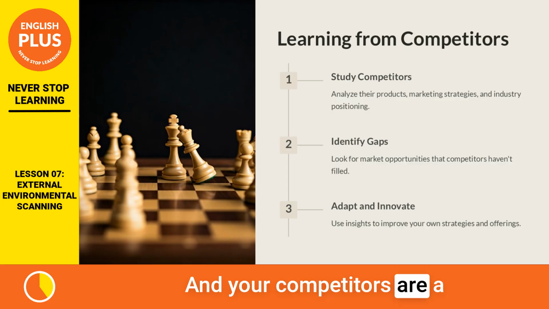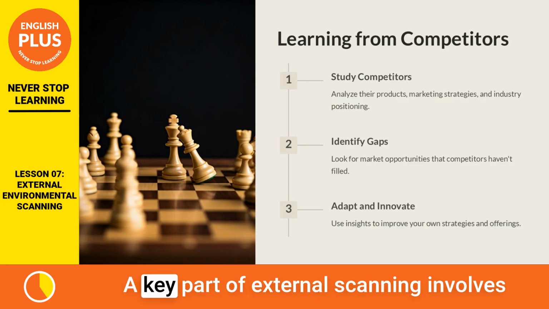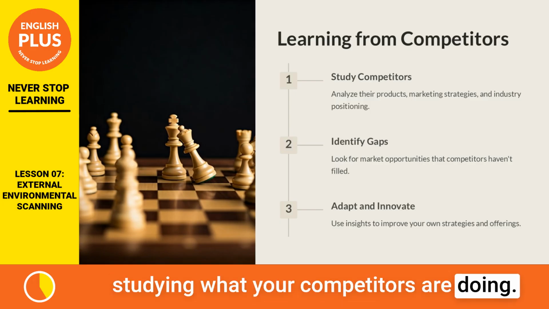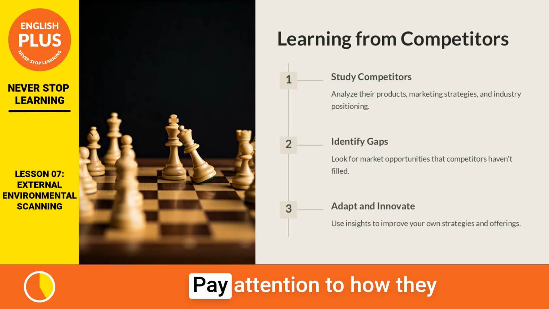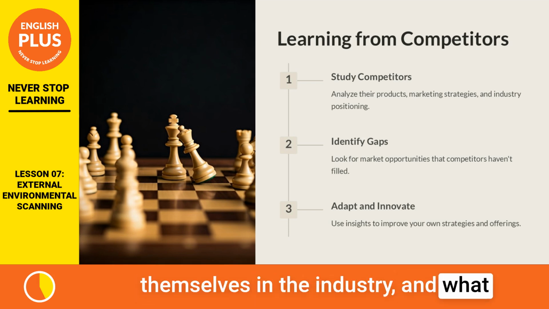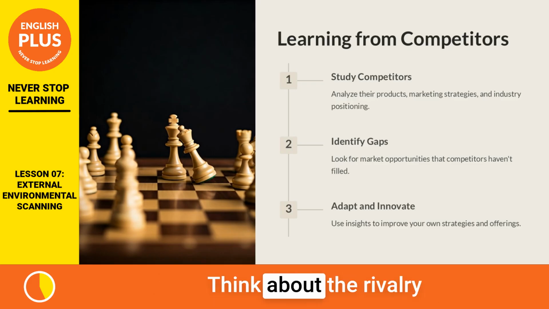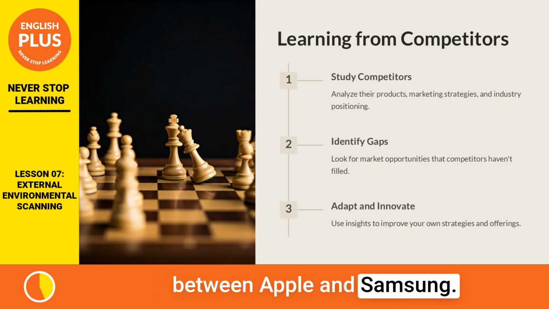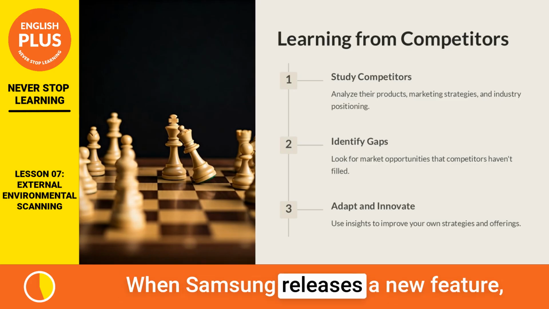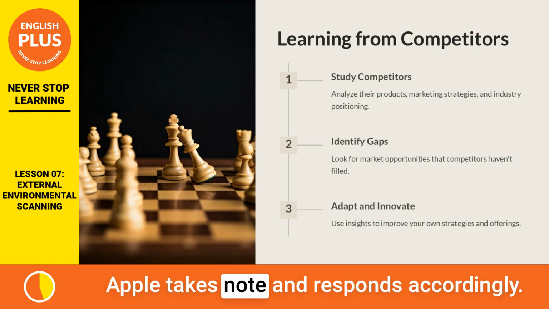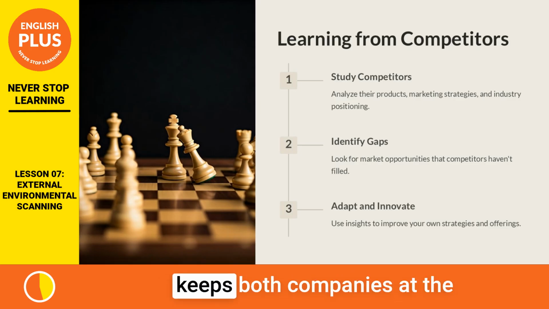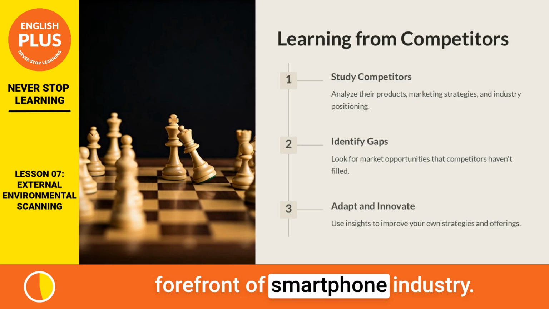And your competitors are a treasure trove of information. A key part of external scanning involves studying what your competitors are doing, and not just their products and services. Pay attention to how they market, how they're positioning themselves in the industry, and what innovations they're investing in. Think about the rivalry between Apple and Samsung. Both companies constantly scan what the other is doing. When Samsung releases a new feature, Apple takes note and responds accordingly, and vice versa. This back-and-forth competition keeps both companies at the forefront of the smartphone industry.